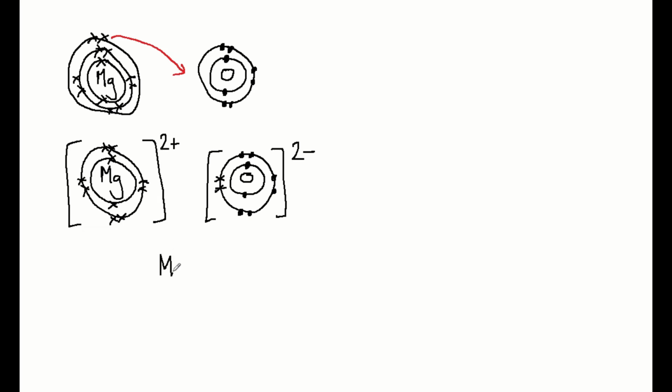So when we're actually looking for the formula, it is MgO, because 2 positives, 2 negatives, so 1 magnesium ion joins to 1 oxide ion because they cancel out.